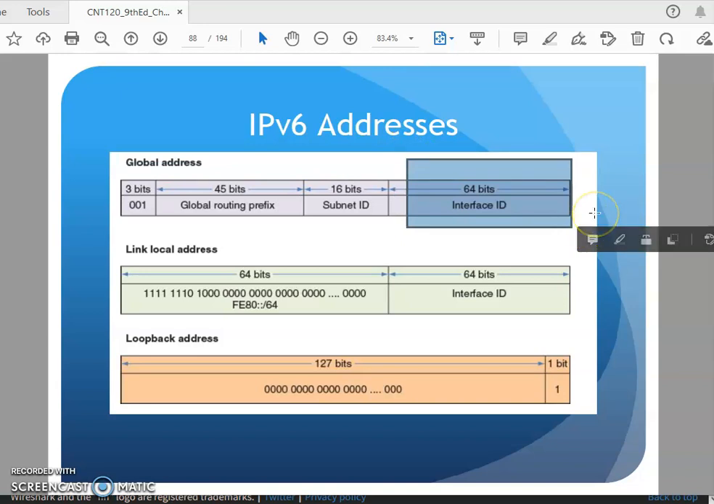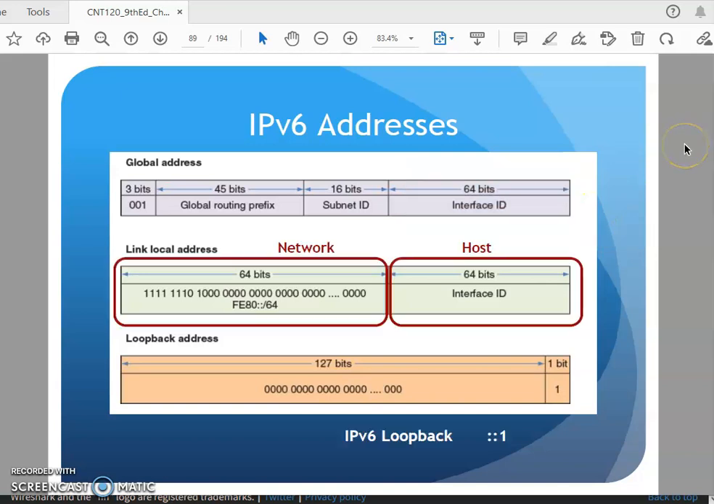So just kind of adopting some terms we already know. And I actually put that around here to remind you. Roughly the first half is network. The second half is host, if you will, if you need to kind of connect that to some stuff that we talked about with IP version 4.